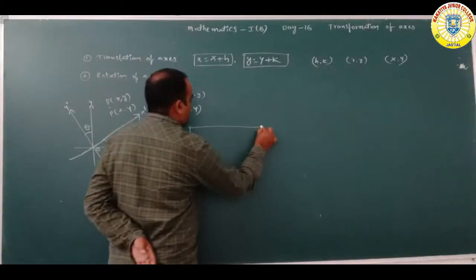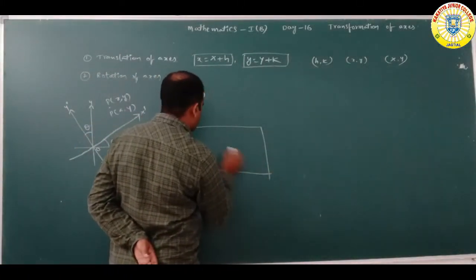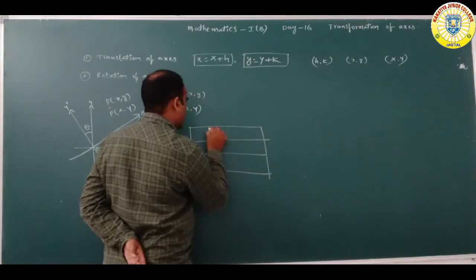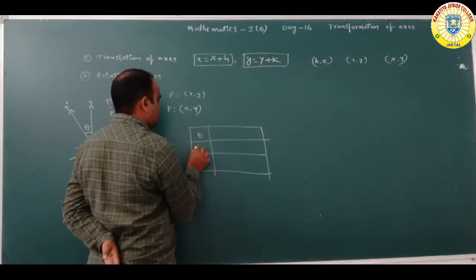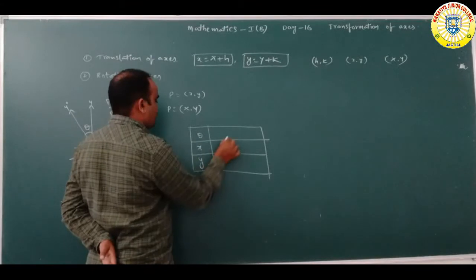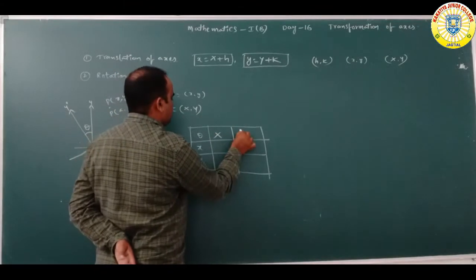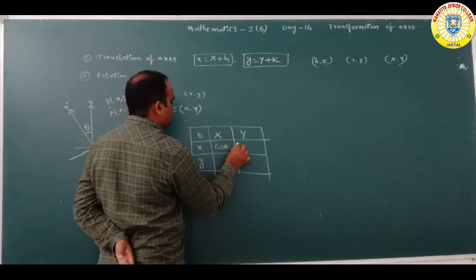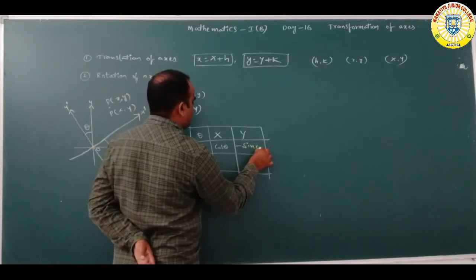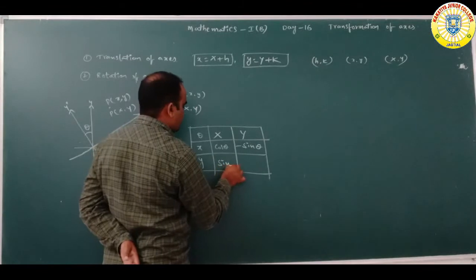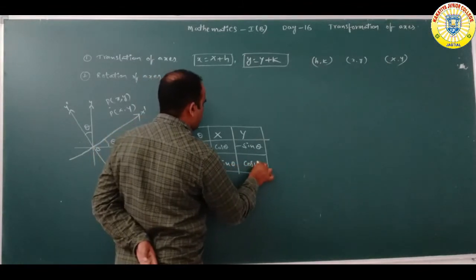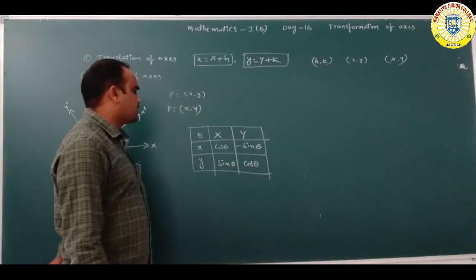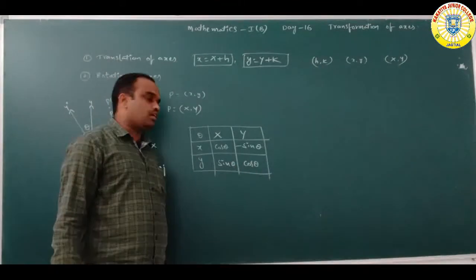Here is the relation between the new system and old system. By using this table we can easily find it. Here small x, small y, here capital X, capital Y. Here cos theta, minus sin theta, sin theta, cos theta.